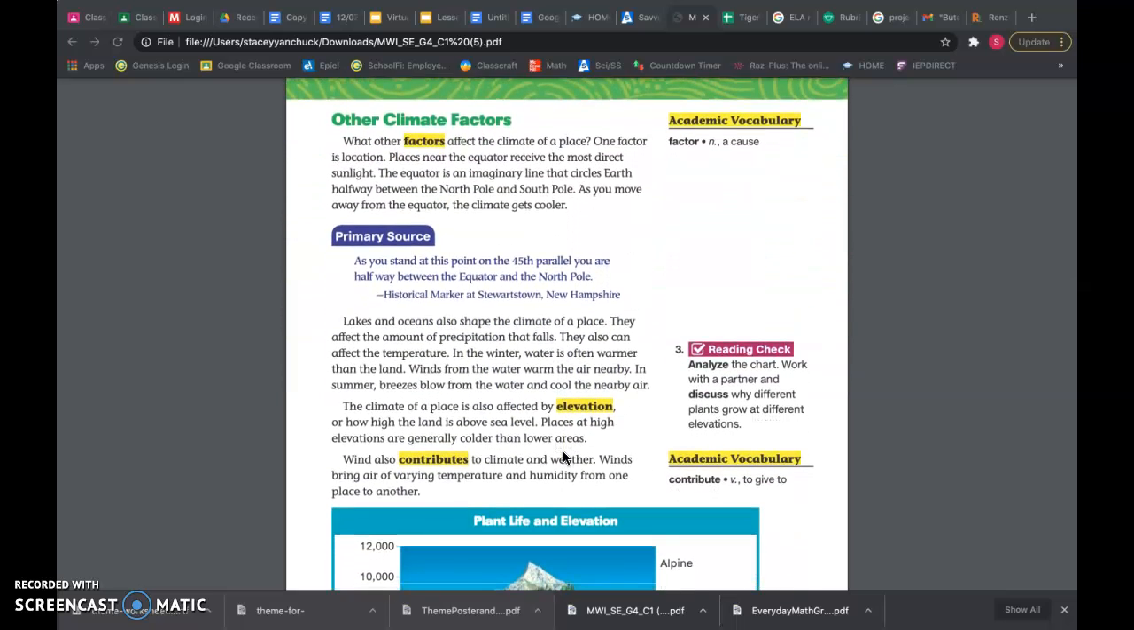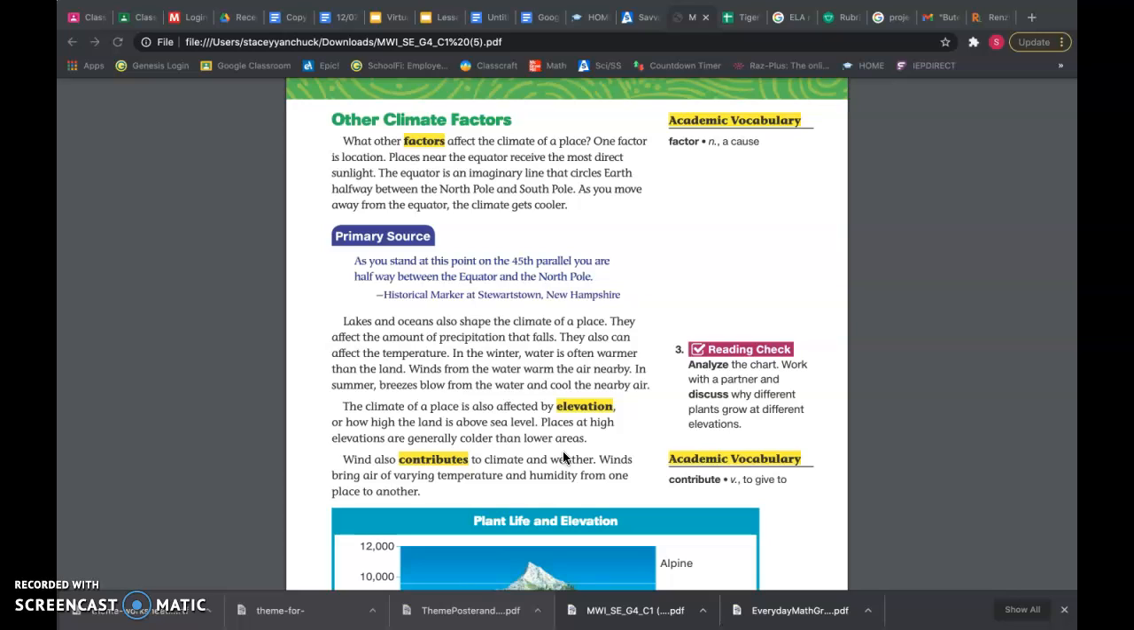Page 17. Other climate factors. What other factors affect the climate of a place? One factor is location. Now, this factor is different than the factors we talked about in math. The factors we talk about in math are numbers. These factors are kind of like things that make up something else. So one factor, one thing that makes up climate, that affects the climate, is the place.